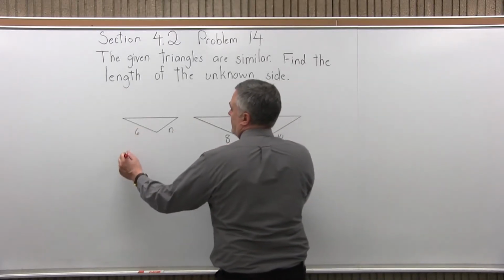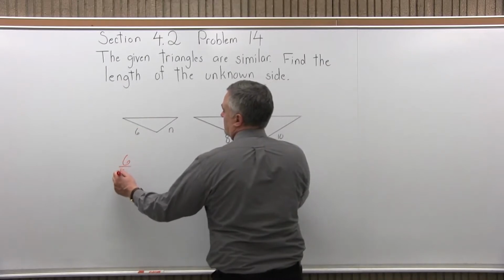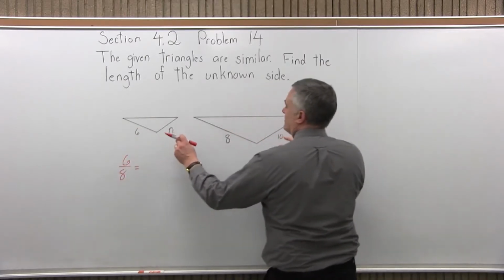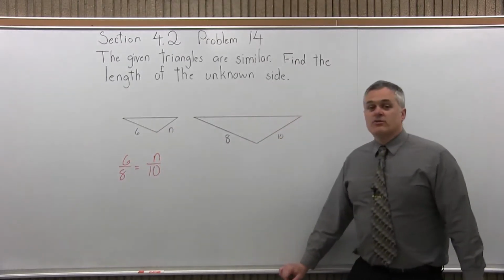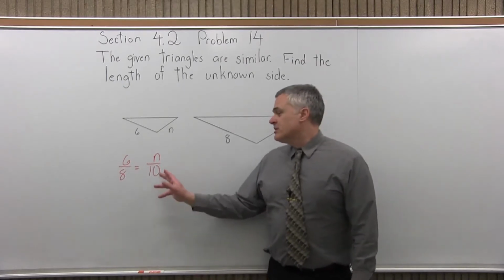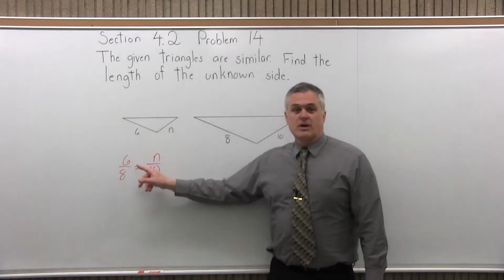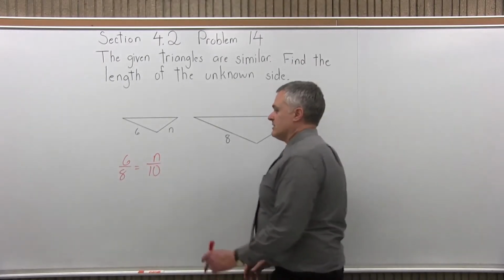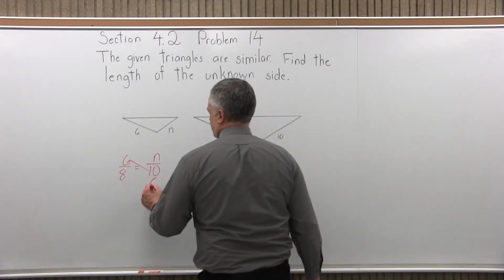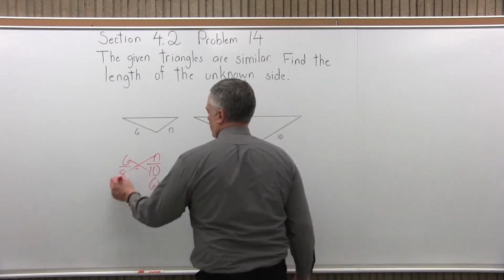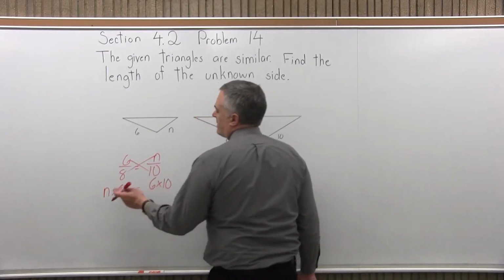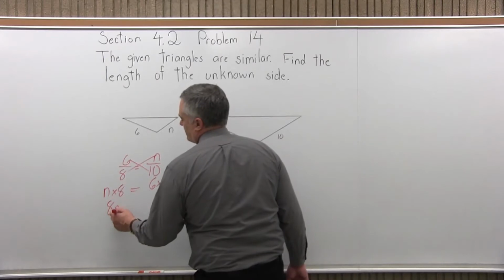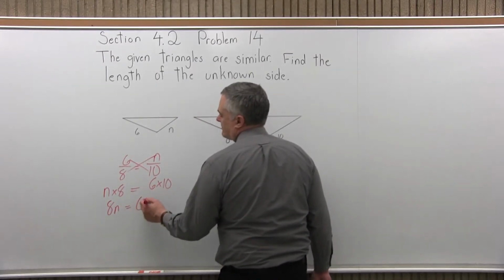So we'll have 6 to 8, which would be 6 over 8, is equal to n over 10. Now we have two fractions that are equal to each other, so we're going to solve the unknown part by cross-multiplying and dividing. So as we multiply one way, we'll have 6 times 10. Multiply the other way, n times 8. They're equal. N times 8 or 8 times n, we can just call 8n. 6 times 10 is 60.